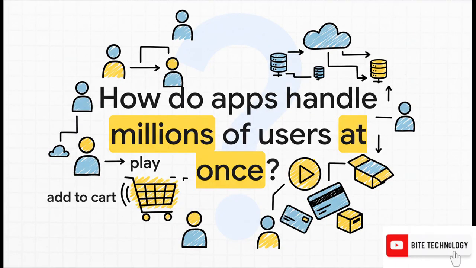I mean, have you ever really stopped to think about it? You hit play on a new show, you click Add to Cart, and it just happens, instantly. And you're doing this at the exact same time as millions of other people. How on earth does it not all just fall apart?